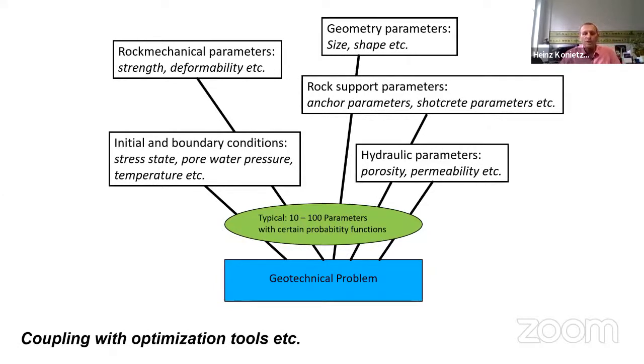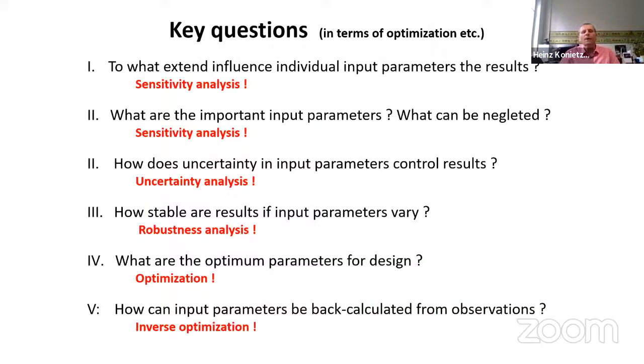A few words about optimization tools. If we look into a geotechnical problem, we have typically at least 10 or maybe up to 100 different parameters we have to consider, and all of them follow certain probability functions, which is true for rock mechanical parameters, for the initial and boundary conditions, for the geometry, for support parameters, for hydraulic parameters, and maybe others too. And therefore, a few key questions arise in terms of this optimization.